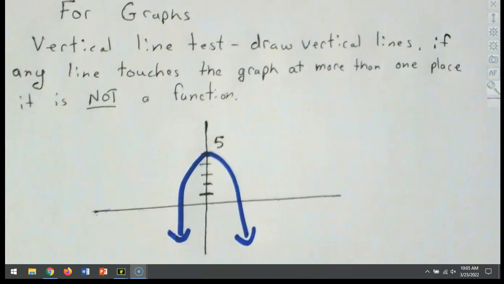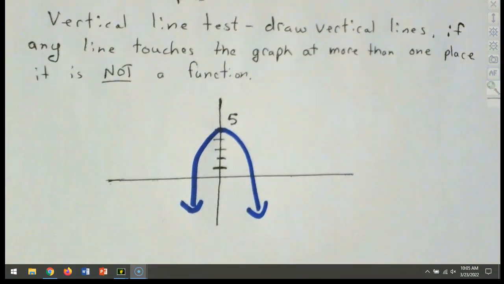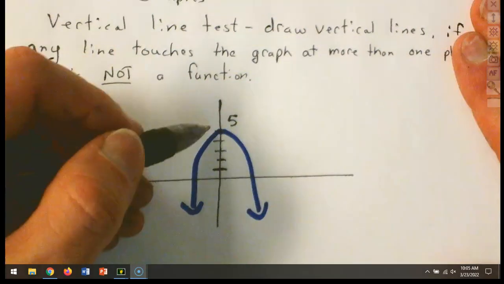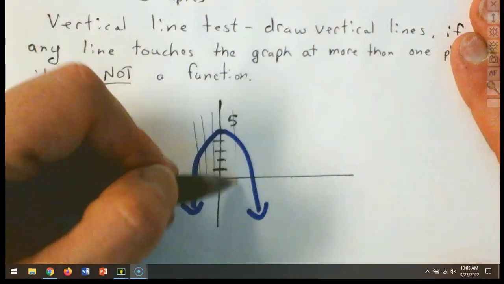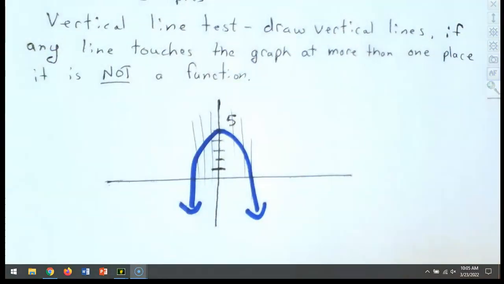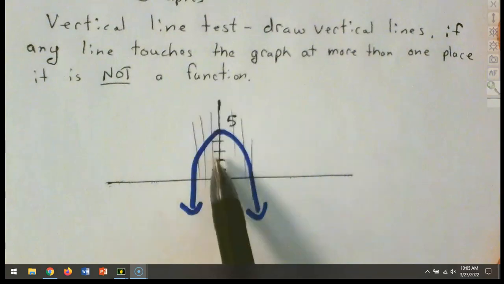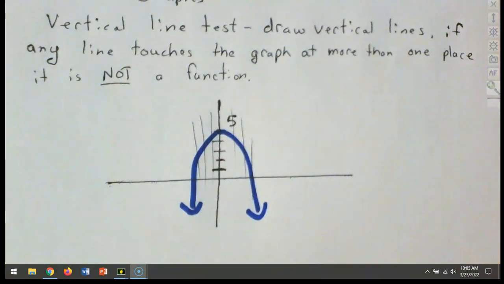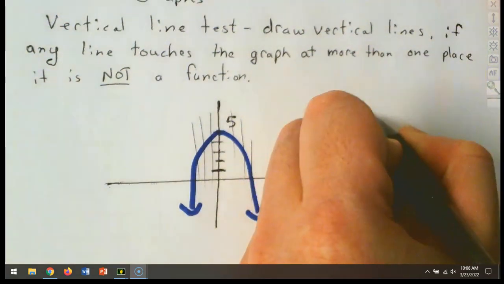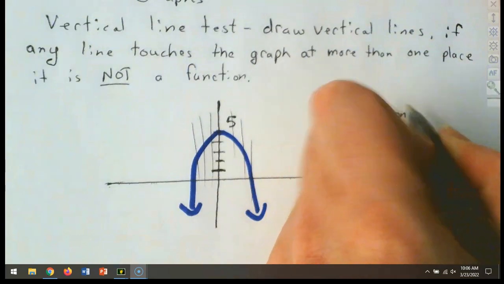Okay, so we've got a graph here. And first off, the easy part is always, is it a function or not? Well, let's draw these vertical lines. Now, what do you notice about each line? Well, each line that I drew, each vertical line here, it only touches that blue graph at what? One point. So that means it is a function, right? If it touches it more than one place, it's not. So this is a function.